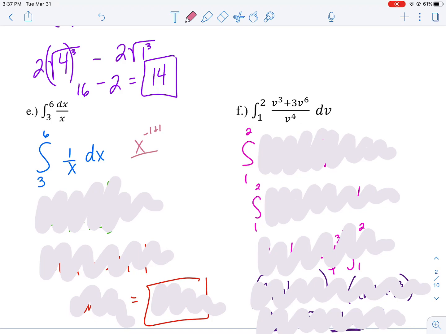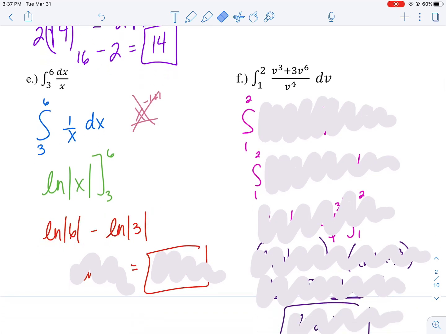I hope you caught me. You should never be dividing by 0, right? And so do you remember the integration rule for 1 over x? Don't ever divide by 0. Remember that the antiderivative of 1 over x is the natural log of x. Natural log of x from 3 to 6.